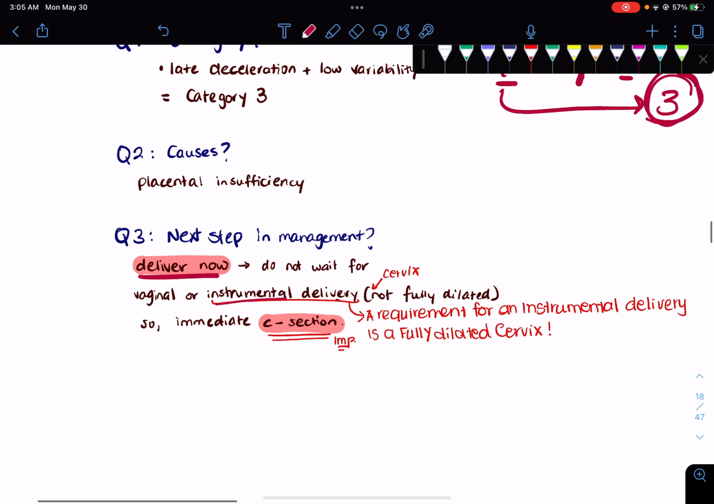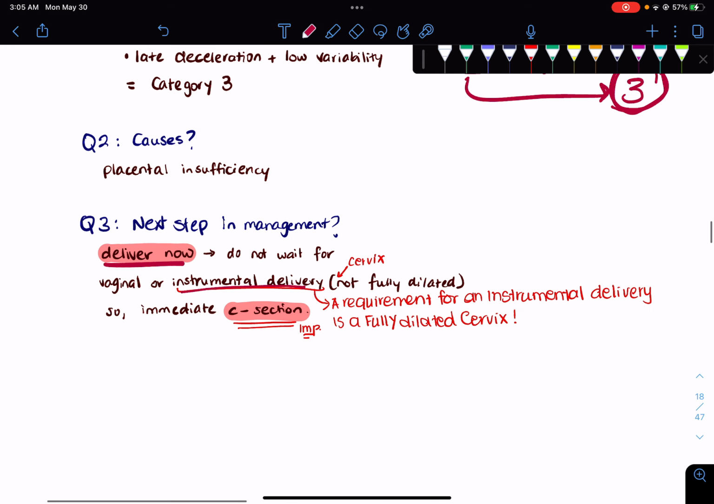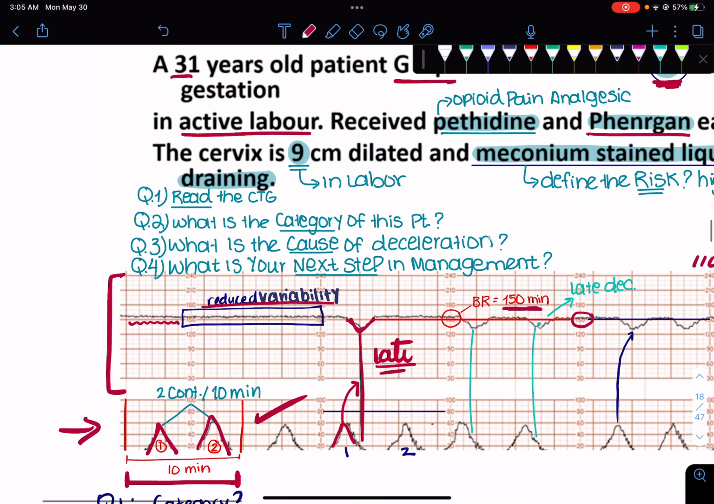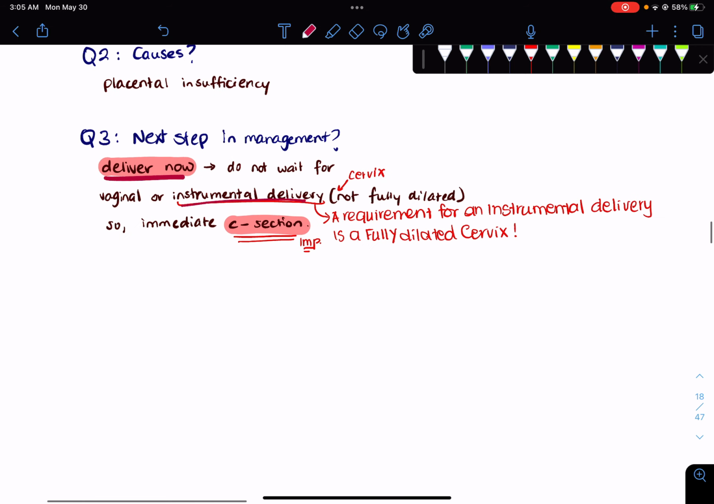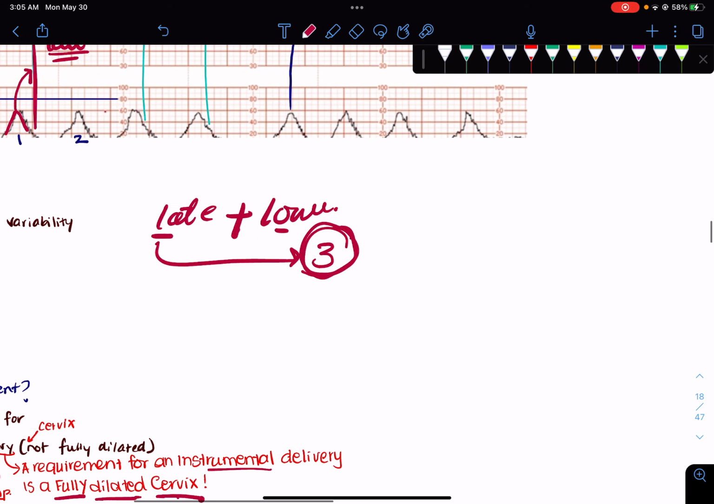ليش we don't want to perform an instrumental delivery? أولا لأنه she is not dilated. She's only 9 centimeter. يعني she's not fully dilated, so she's not ready, and we don't want to wait for vaginal delivery. So a requirement for instrumental delivery is a fully dilated cervix, which is not present in our patient. So we want to perform an immediate C-section to save the baby, تمام? And the mom.